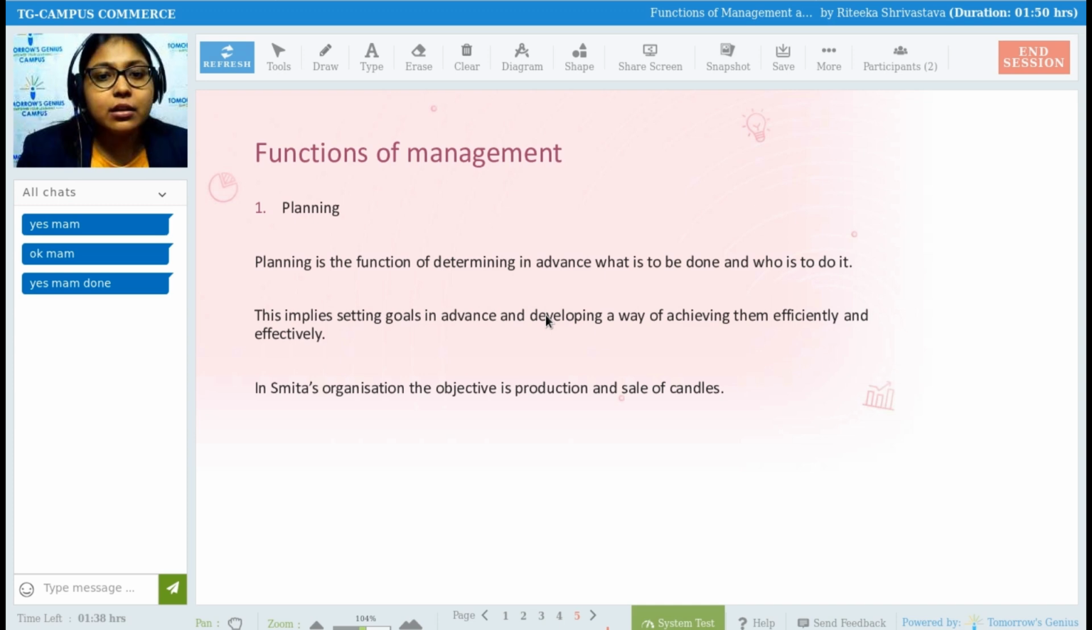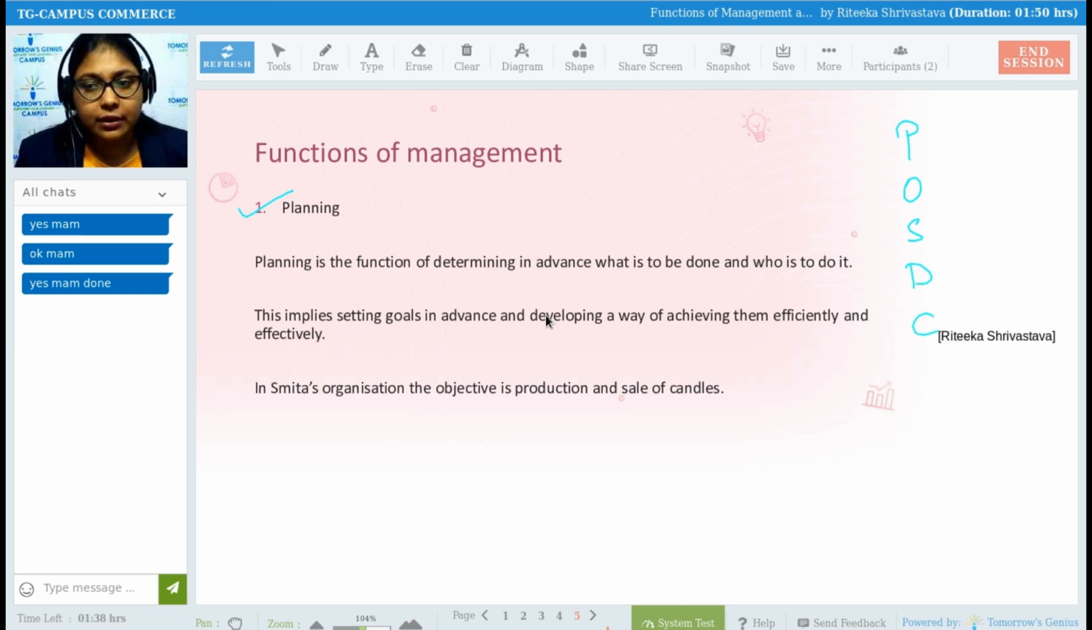Fine. Then the first one is planning. See, this always goes in a sequence. It is planning, organizing, staffing, directing, controlling. This sequence is going to remain as it is, POSDC. If you don't remember, you can just remember it by the initials of all the words, POSDC, and it will always go in the same sequence. It's not like first you will do the planning, then staffing, then controlling, and after controlling, organizing. No, it never happens. You have to go in a proper sequence, that is POSDC.